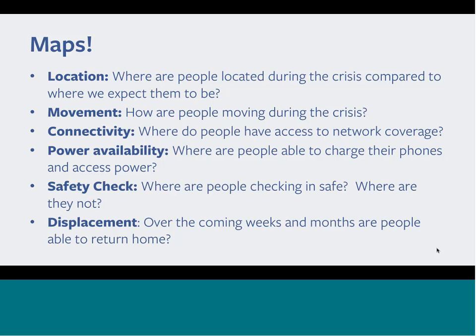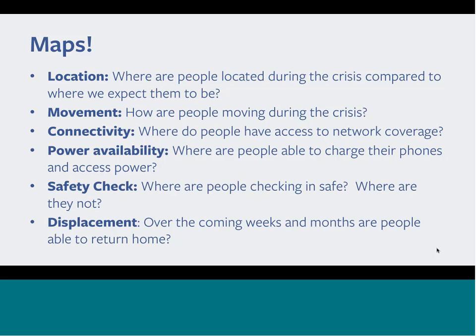We also have a power availability map. Concretely, this map shows where people are able to charge their phones or not. And the idea is that this map can be used to understand whether the underlying power infrastructure has been disrupted by the crisis. Our safety check map takes that individual level signal of people telling their friends and family that they're safe and aggregates it to the population level to show across the region where people are checking in safe versus areas maybe where there are fewer people checking in safe.